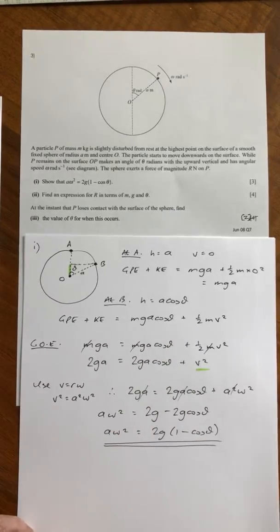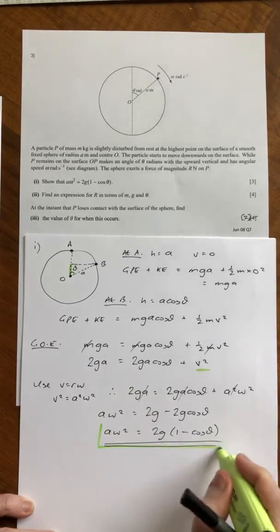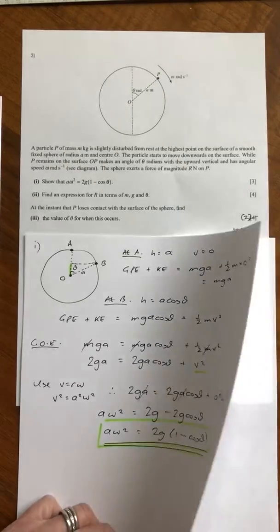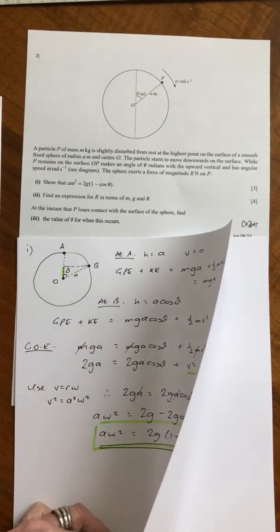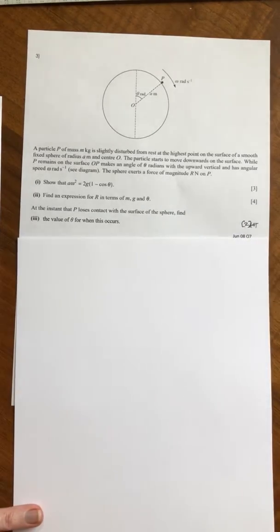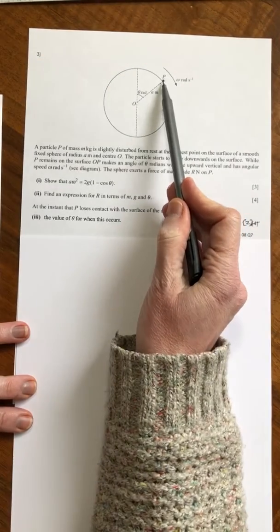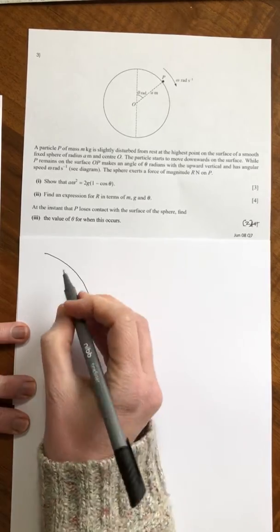Okay, so to work out, and I'm just going to highlight that because I think we need it in the next part. So the next bit, find an expression for R. So I need to look at what's going on at this point here. So let's just draw that bit out again.